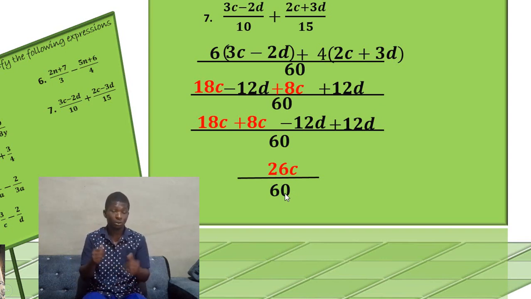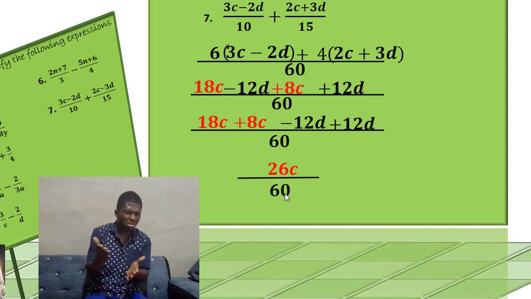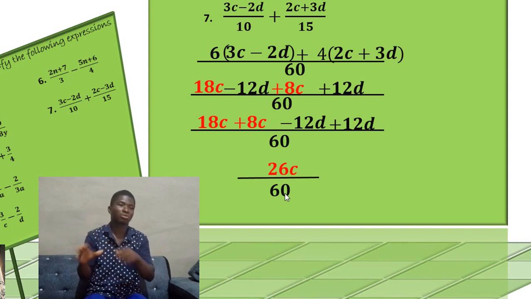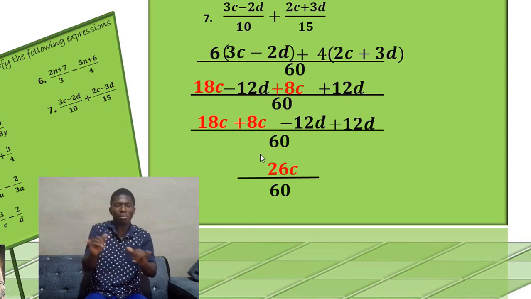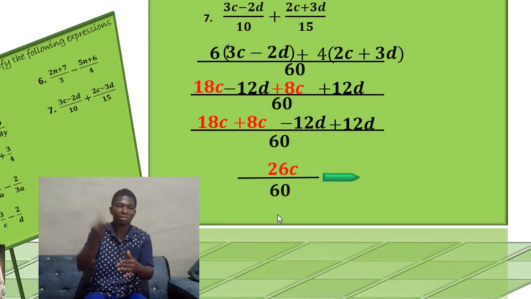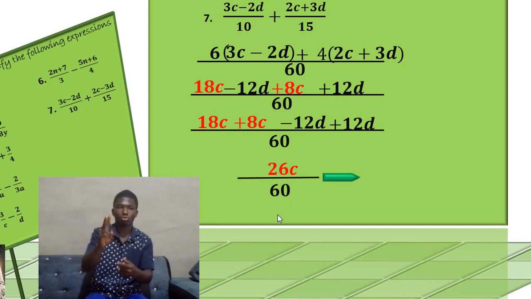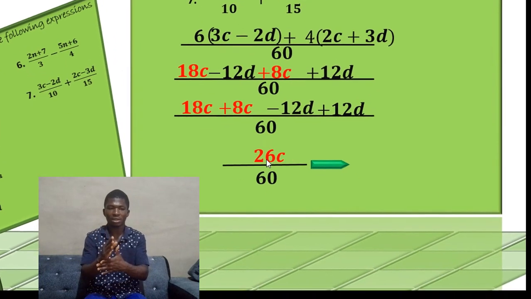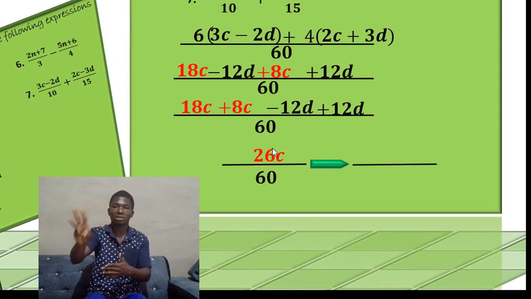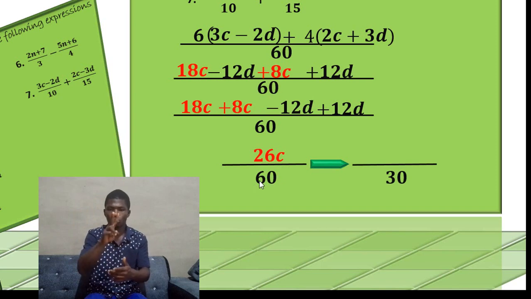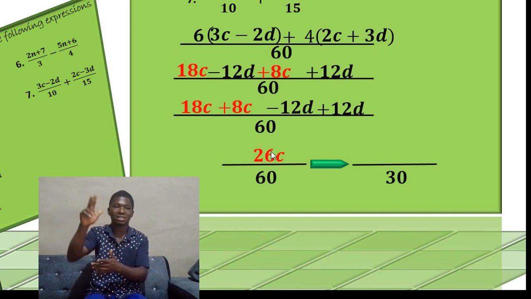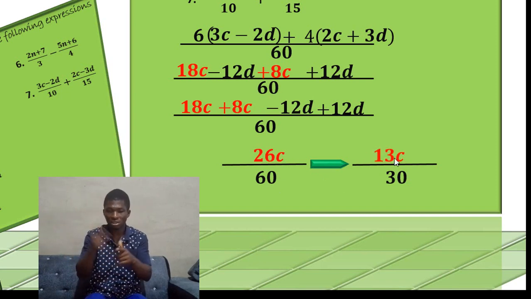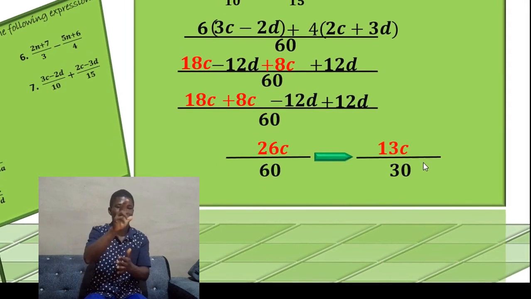With this, do you think we can stop here? What other thing do you think we can do? Because there is a common factor between 26 and 60. The common factor is going to be 2. Let's start with the denominator. 2 dividing 60 is 30. 2 dividing 26 is 13. Then you write your c. And this is our answer.